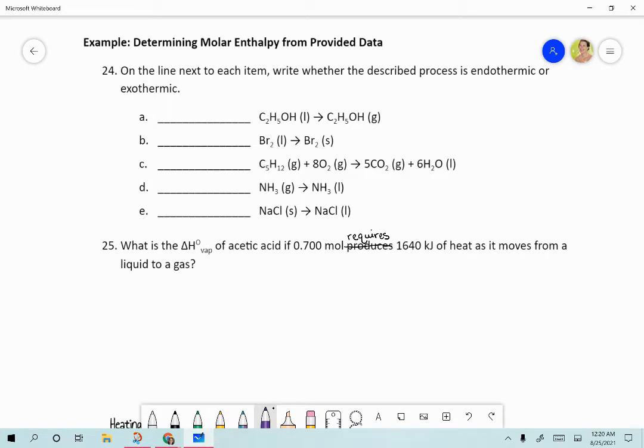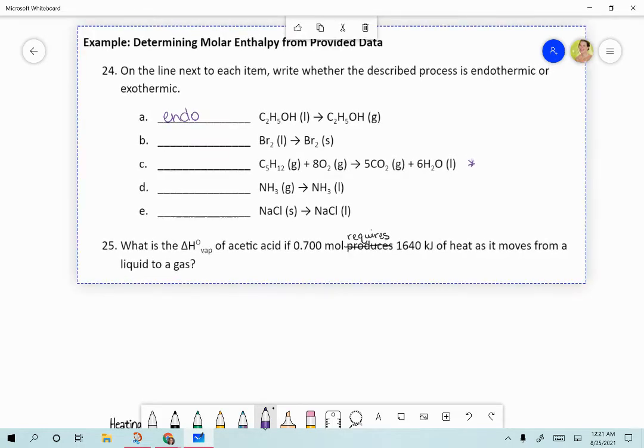So we're going to do example number 24 first. For each of these, you just need to describe whether it is an endothermic process or an exothermic process. What we have for A is a physical change because I have the same substance. I'm just going from a liquid to a gas. So my liquid particles have lower energy than my gaseous particles, which means that they have to gain energy in order to move to that gas state. So this is endothermic.